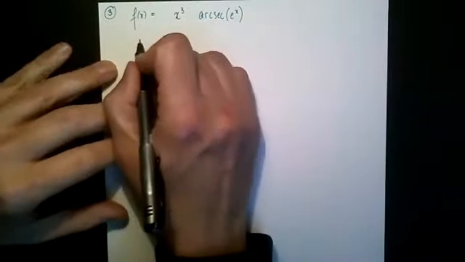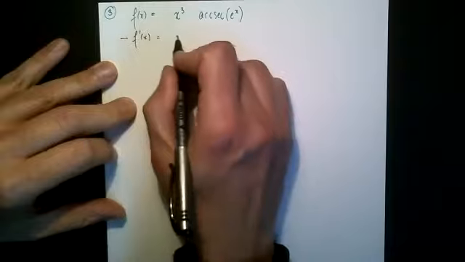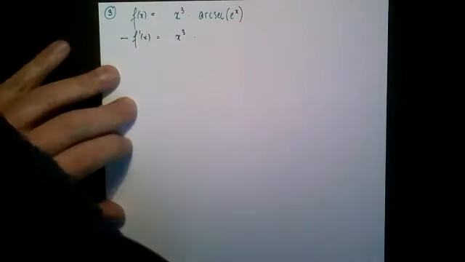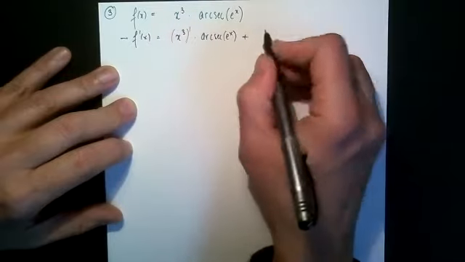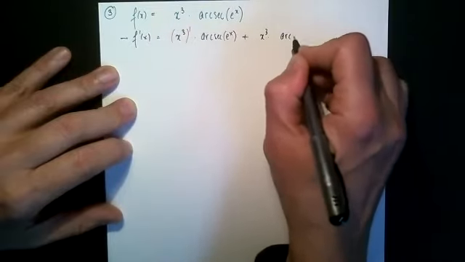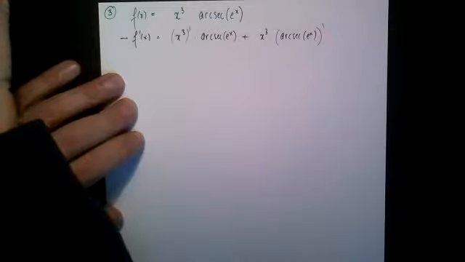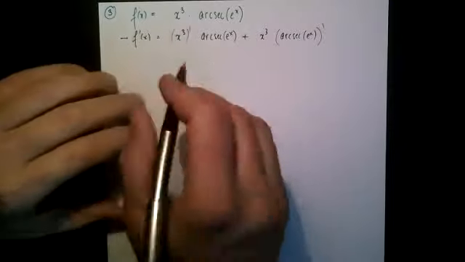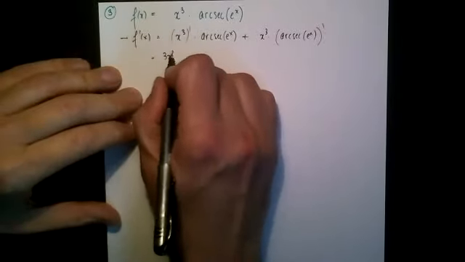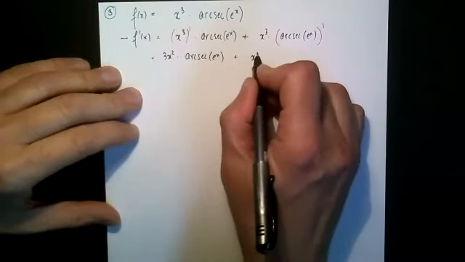So of course we do the product rule because it's a multiplication. So it's x cubed prime times the arc secant of e to the x plus x cubed times the arc secant of e to the x prime. So two derivatives now to find. X cubed, that's very easy. It's just 3x squared times the arc secant of e to the x plus x cubed.